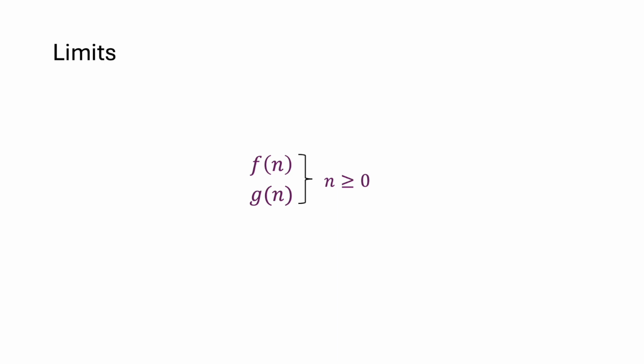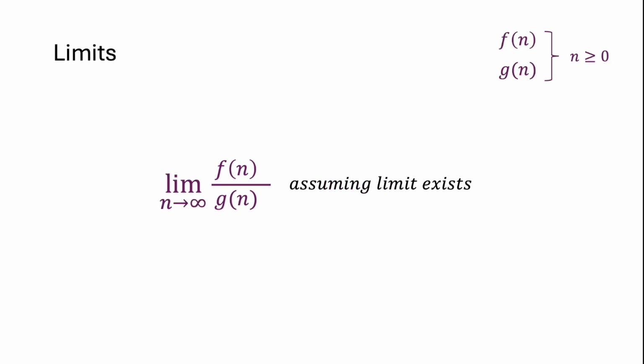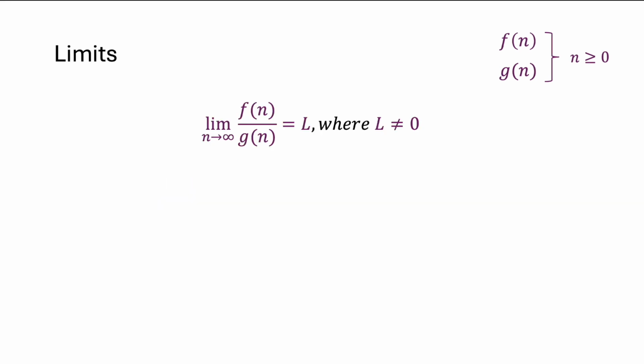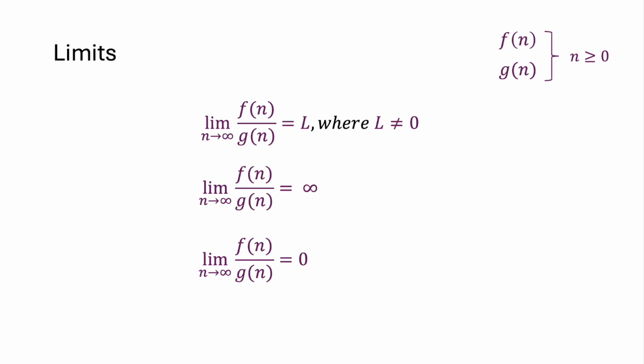We will first start by defining functions. We have two arbitrary positive functions, f of n and g of n, meaning both functions will be greater than or equal to 0 for all n greater than or equal to 0. We will take the limit as n goes to infinity of f of n over g of n. In this video, we will only be considering f and g functions such that the limit exists. Now we have only these three different outcomes from the limit: some constant denoted as L that does not equal 0, infinity, and 0.